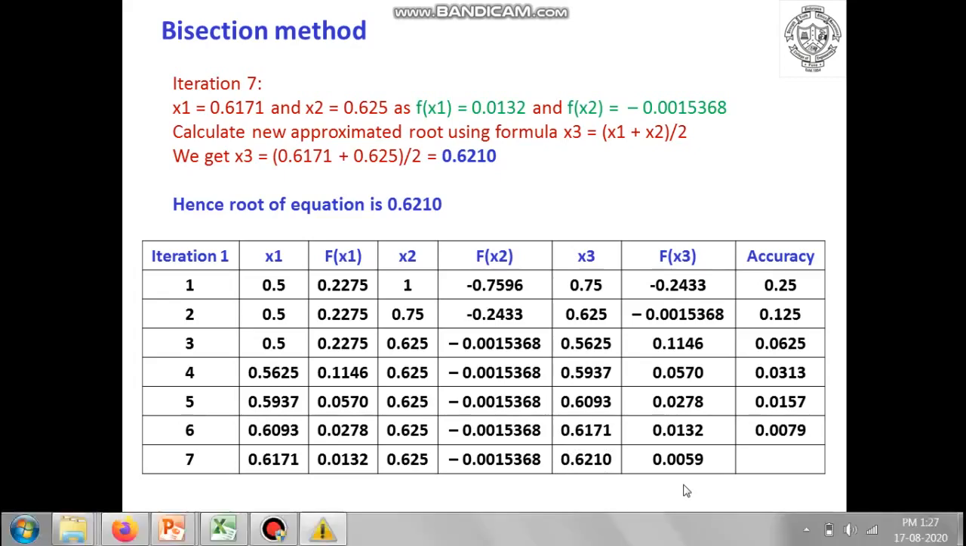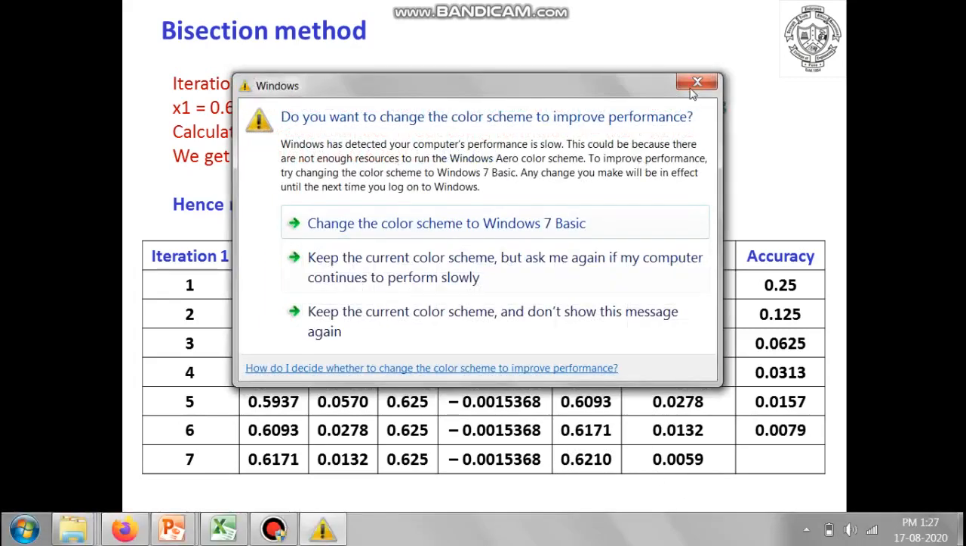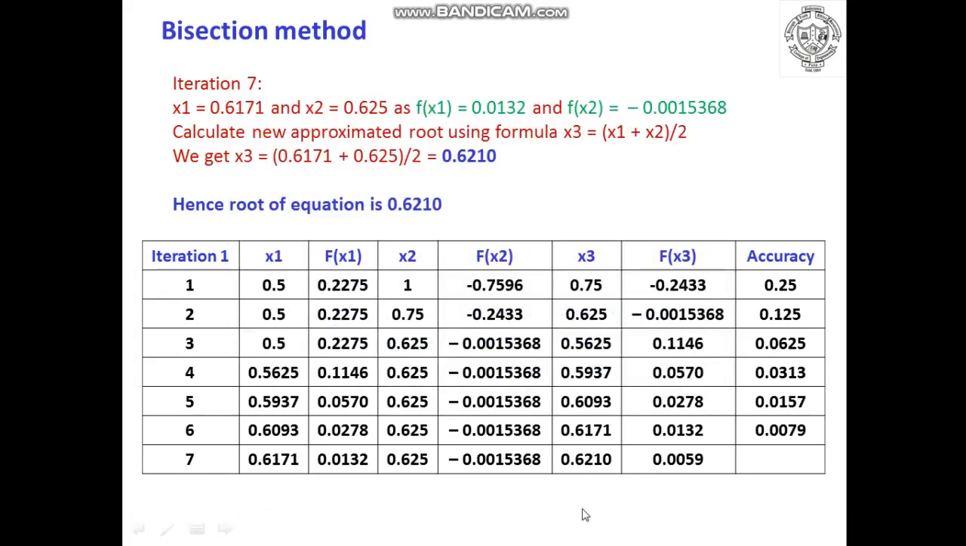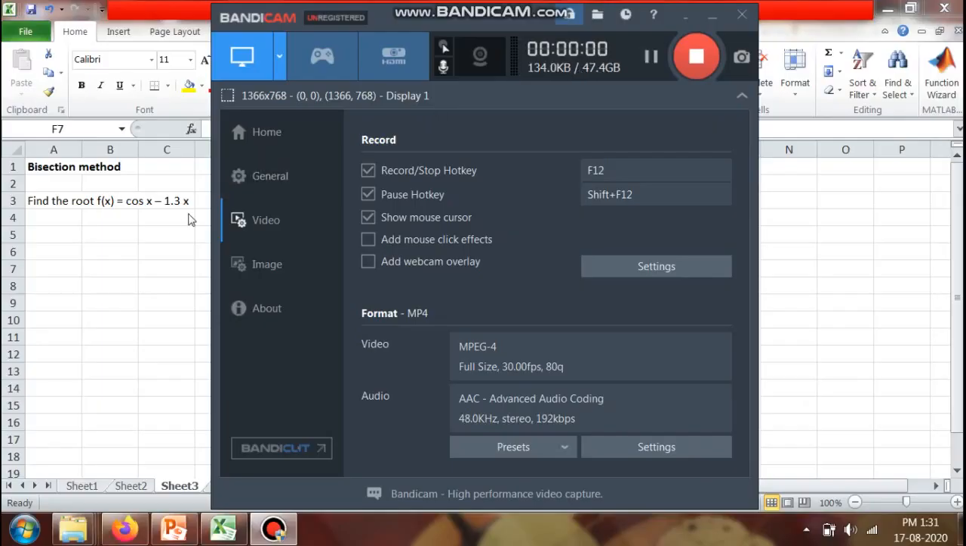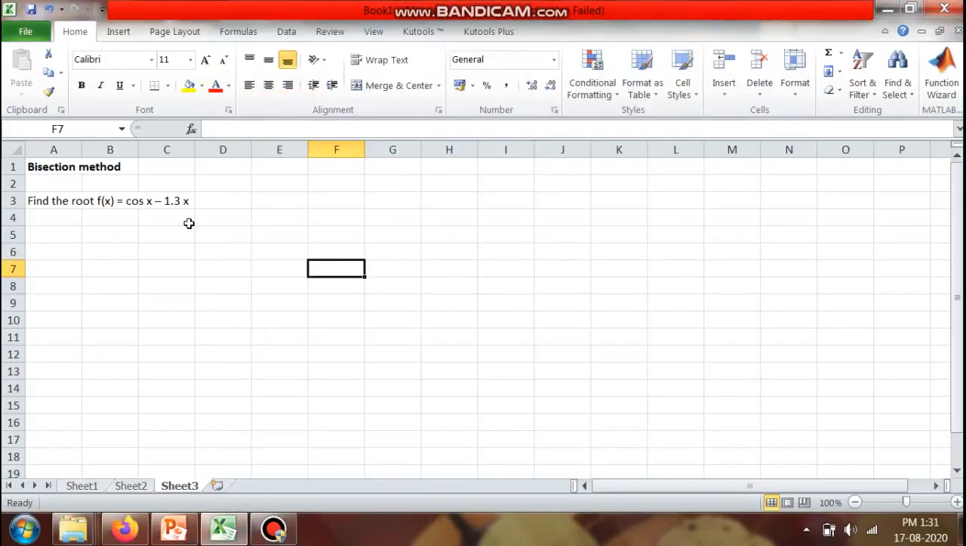So now after this we will be learning how to solve this particular example on MS Excel. So I will redirect you to MS Excel now. So now let us solve the same numerical using MS Excel.